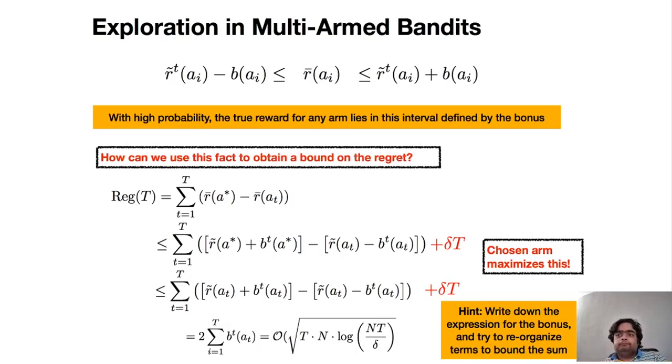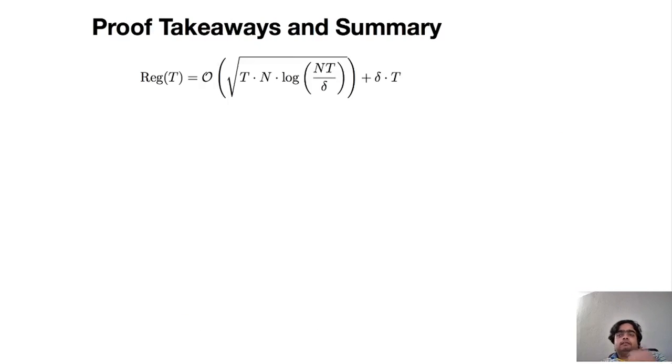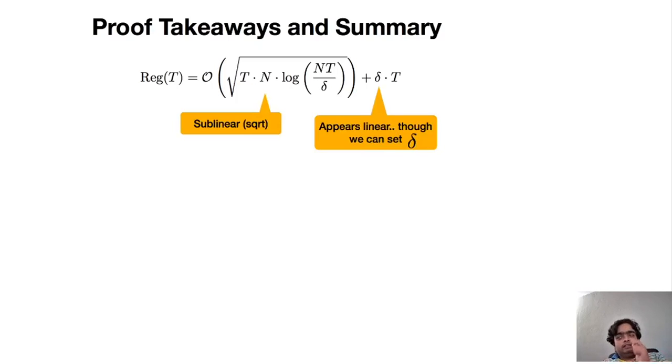What we've shown so far is that the regret is a term that looks like order of square root of t times log t, and log t is typically ignored, or is typically smaller than t, plus delta times t. Now, the first term is sublinear, as you can clearly see. The second term appears linear, but delta is really up to us. So if we know what capital T is, we can simply set delta to be something that is, let's say, smaller than 1 over t.